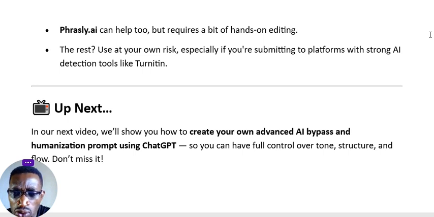Now, we are also going to be making available another prompt so that you don't keep paying money to all these platforms. It will enable you to bypass any form of AI detectors. And guess what? You don't need to be a programmer. These are well laid out prompts that you use on ChatGPT. Copy your work, paste it there, and it will do the rest. So you can have full control over tone, structure, and flow.